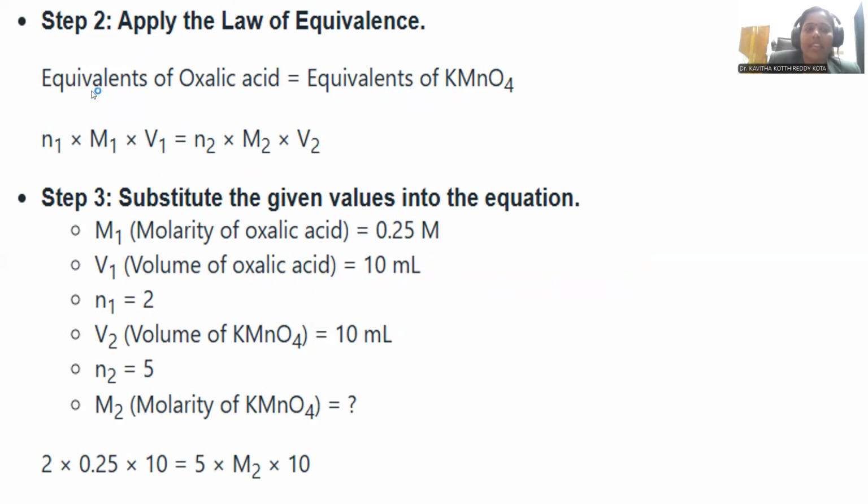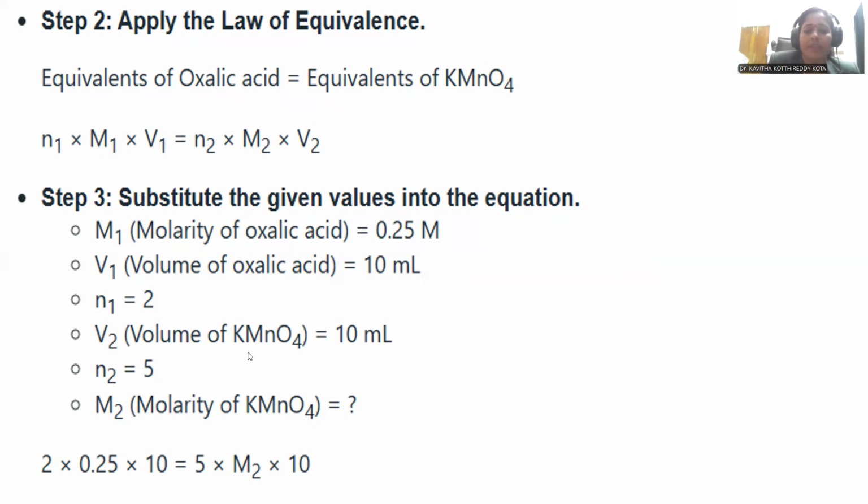Later on, we need to apply our formula. What's the formula? The equivalence of oxalic acid is equal to the equivalence of KMnO4 for this redox reaction. N1 M1 V1 is equal to N2 M2 V2. This is the formula. So here M1 is denoted as the molarity of oxalic acid, which is already known to you, a 0.25 molar solution, which is given within the problem. Volume of oxalic acid, we pipetted out 10 ml of oxalic acid into the conical flask, and N1, the N factor for this oxalic acid, will be 2, as calculated.